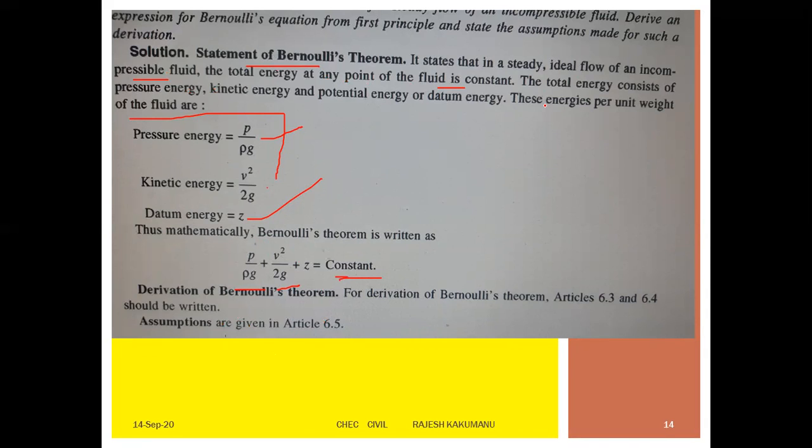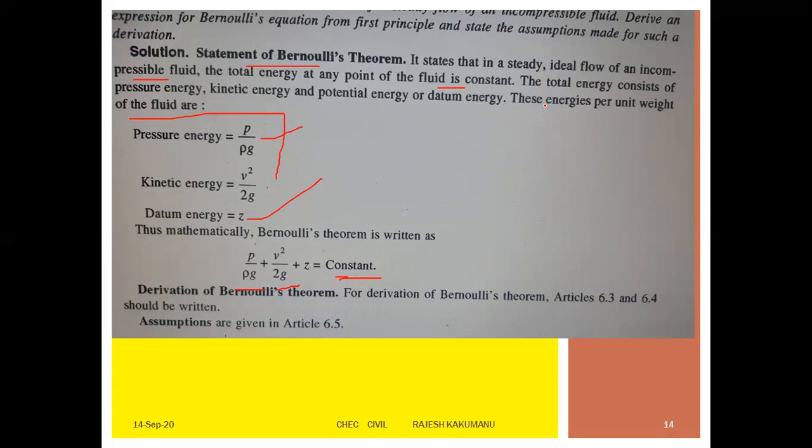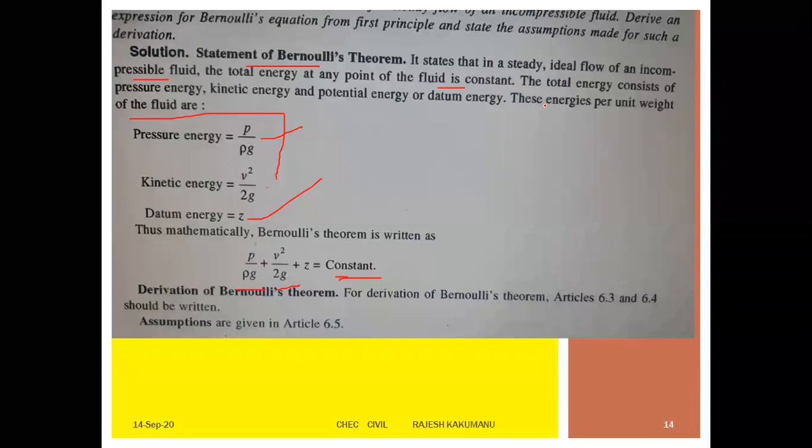The total energy consists of what energy? Pressure energy, velocity or kinetic energy, and potential energy or datum energy. These energies are per unit weight of the fluid. So this is the statement of Bernoulli's theorem.